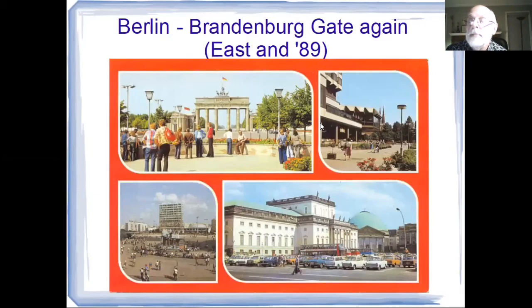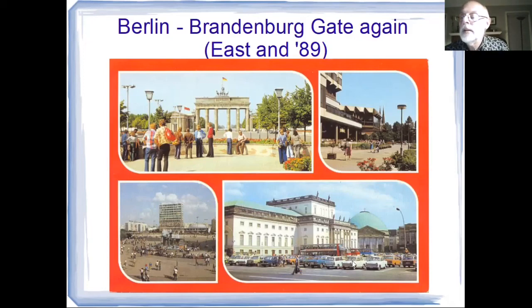Berlin, Brandenburg Gate again. In this case, a postcard from East Germany, where they did not highlight the wall. You don't see it here anywhere, but nobody can go through. This is as close as you could get to the Brandenburg Gate in East Berlin. Down here is the Alexanderplatz, that's a main square in East Berlin, and today still a major square in Berlin. Looks a little bit different.